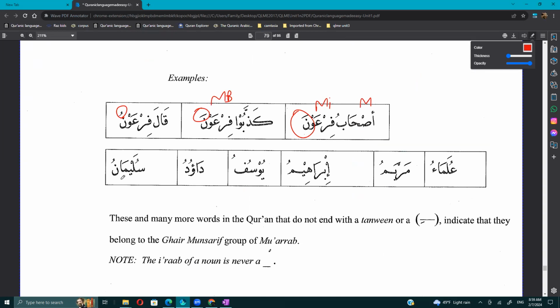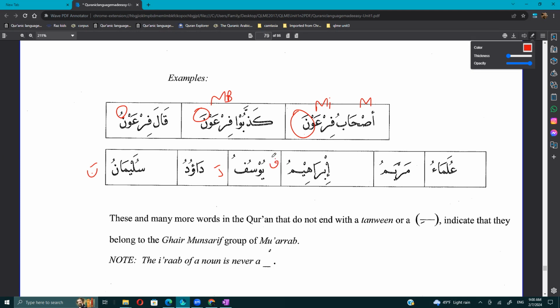So here we have Sulaimanu. Sulaimanu will take Sulaimanu or Sulaimana, but never Sulaimani. Daudu, you have always seen Daudu or Dauda. You have never seen Daudi. Why? What's the reason? Because it's an Arabic name, ghair munsarif. It's partly flexible. Okay. Then we have Yusufu, or you have seen Yusufa. You have never seen Yusufi.